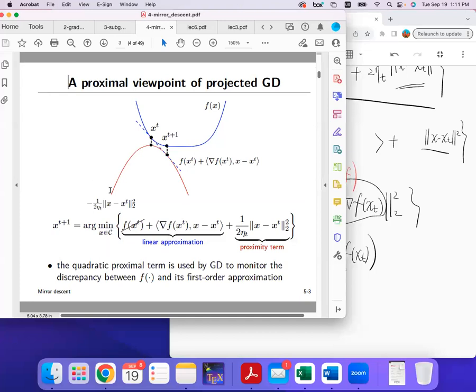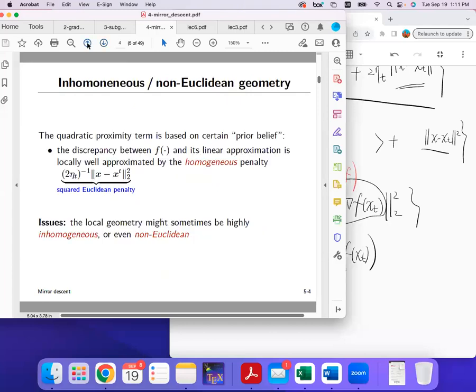So this red, okay, the blue is your optimization problem. And this red curve illustrates this quadratic model. This red function is the quadratic model you constructed at x_t.